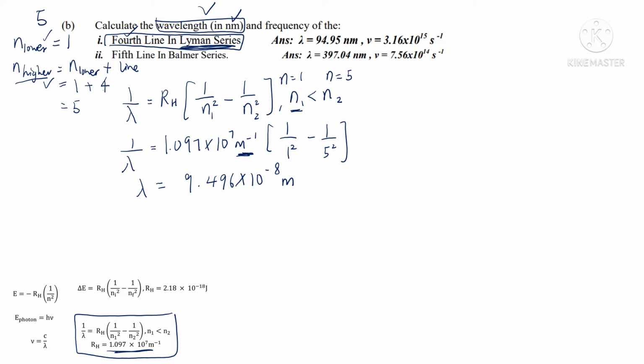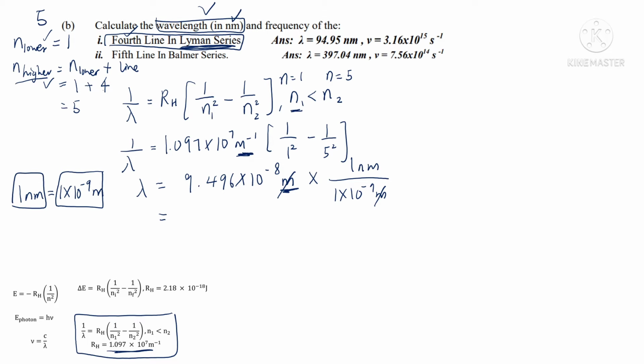But the question wants it to be in nanometer, and we know that 1 nanometer is equivalent to 1 times 10 to the power of negative 9 meter. Now we want to cancel the meter so that we can get the answer in nanometer. Therefore, the 1 times 10 to the power of negative 9 meter should be the denominator so that we can cancel out the meter. And then 1 nanometer should be the numerator to give us the wavelength in nanometer as 94.96 nanometer.